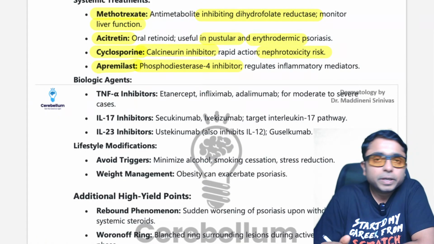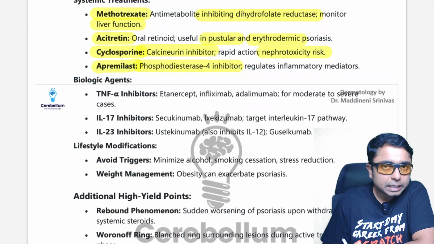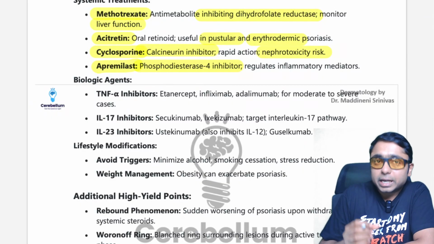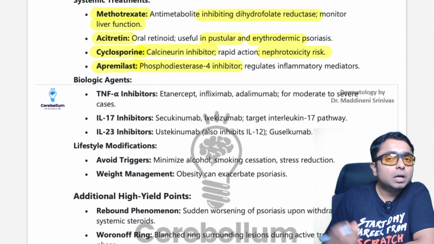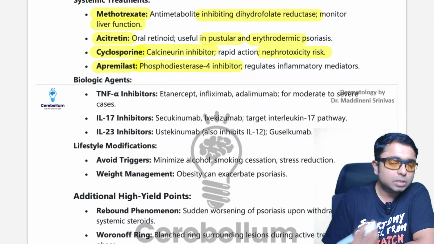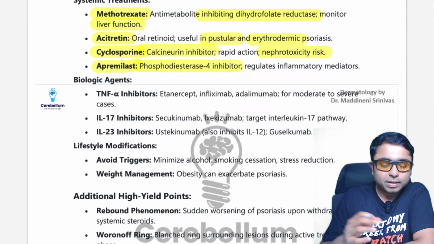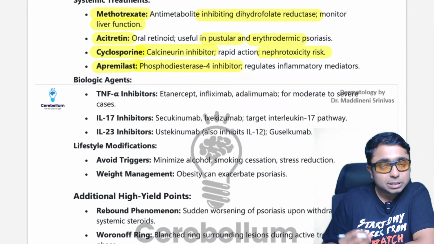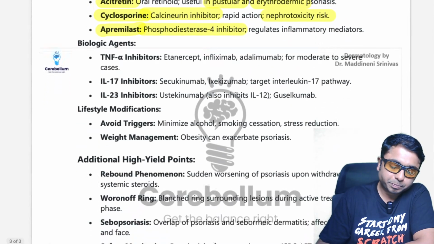And remember, in the systemic treatment, systemic steroids are contraindicated in psoriasis patients except for two conditions. What are those conditions? If a pregnant woman develops pustular psoriasis or erythroderma, then we cannot use acitretin or methotrexate. In that case, we are going to use steroids as the drug of choice.